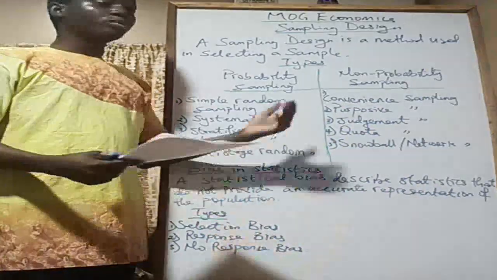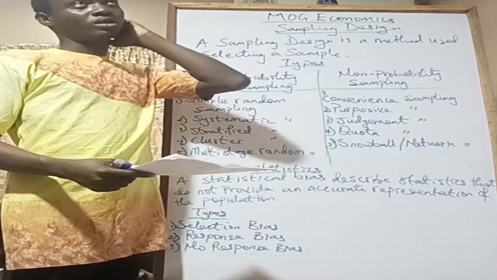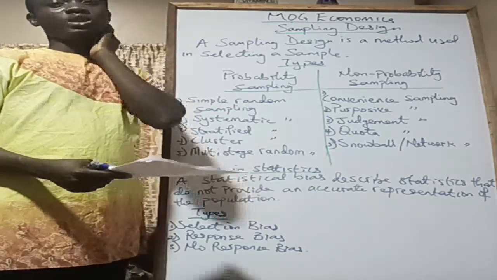Then purposive sampling. So let's say we are trying to see if a particular product is popular.